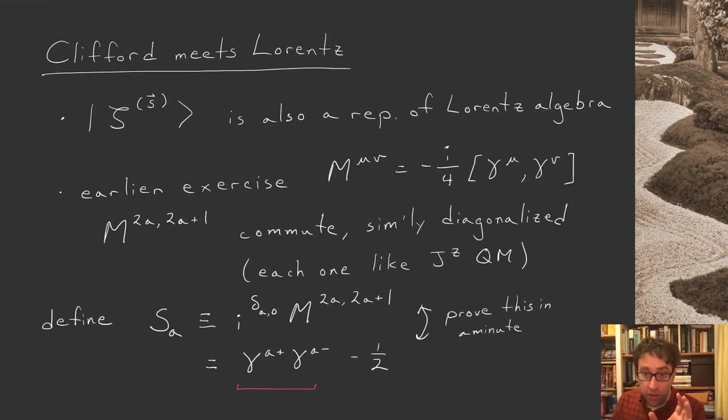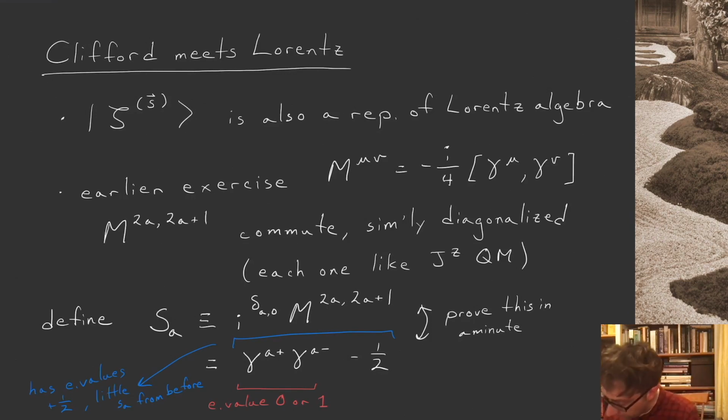So here it tells you whether your state is occupied or not. So it's going to have eigenvalue 0 or 1, depending on whether you act with that raising operator or not. And therefore the S operator itself, the capital S operator, will have eigenvalue plus or minus a half. So the whole thing then, with the minus a half, this has eigenvalues plus or minus a half. And these are the little s_a, the lowercase s_a from before, that labeled our states. So in other words, we've written down an operator now whose eigenvalues we can use to determine what state we're looking at. Okay, so I said I'd prove this in a minute.